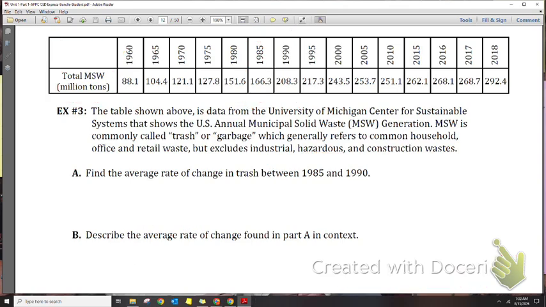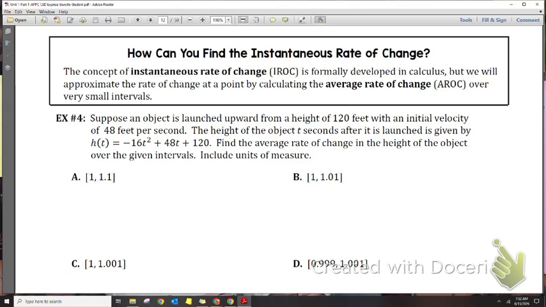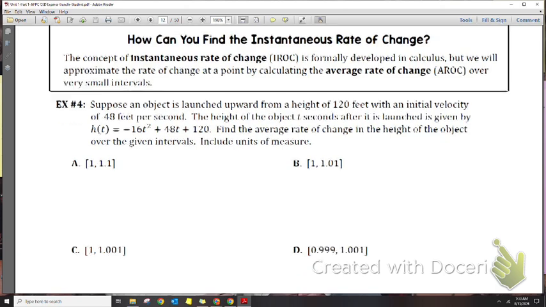All right, moving on. So then it says, how can you find the instantaneous rate of change? The concept of instantaneous rate of change, or IROC, is formally developed in calculus, but we will approximate the rate of change at a point by calculating the average rate of change over very small intervals. All right, so look at example 4.